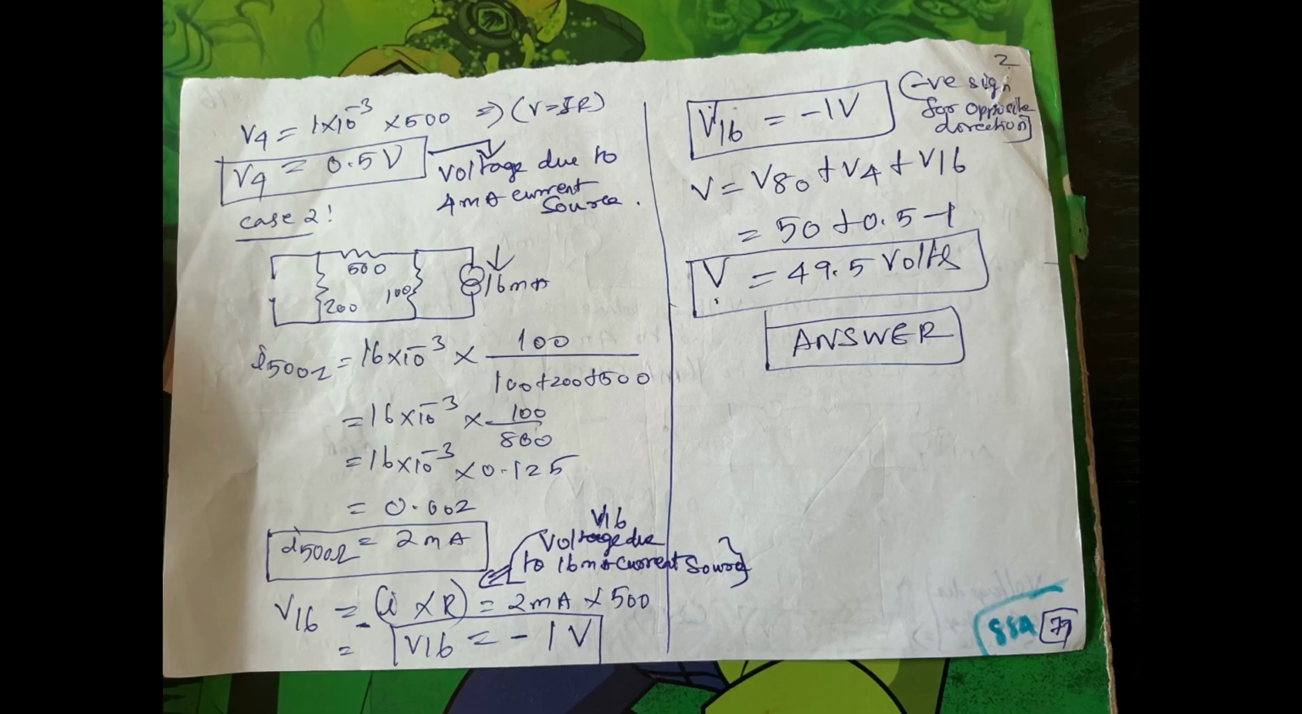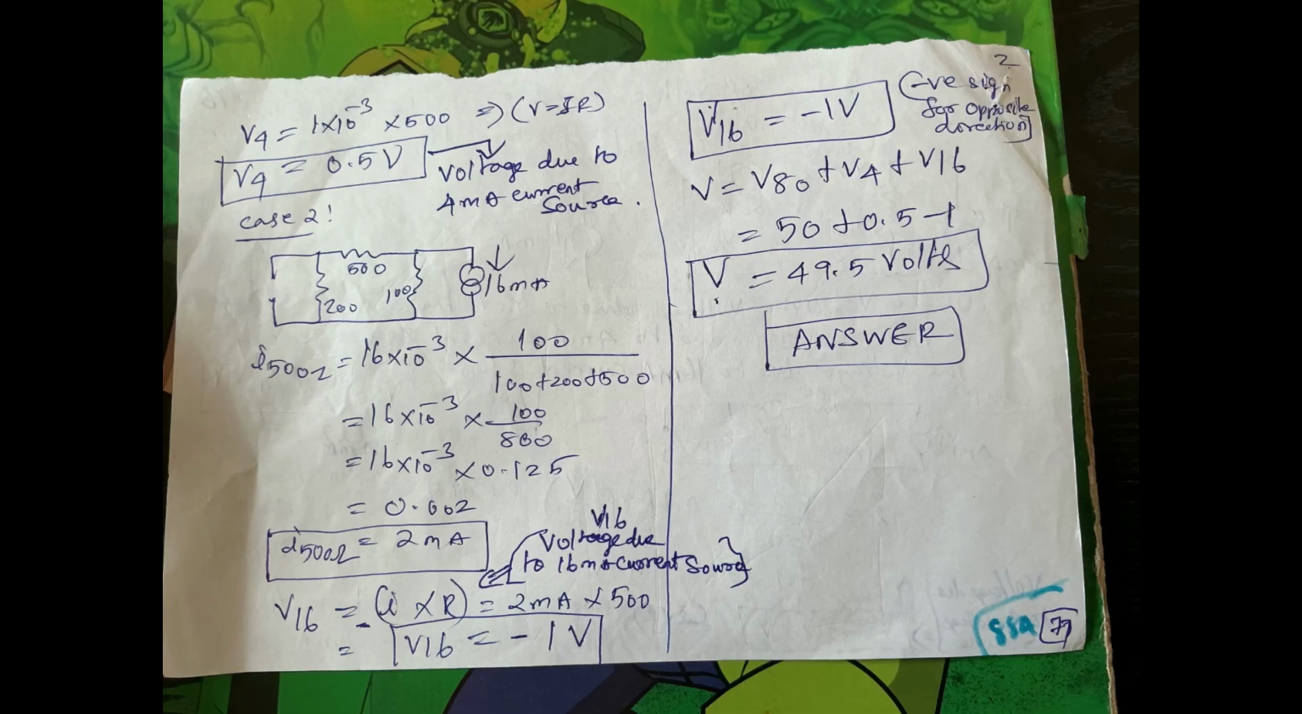The voltage due to the 4 milliampere current source, V4, is I into R, with the current I500 being 1 into 10 power minus 3, into 500, the resistance for the 4 milliampere source. So V4 is 0.5 volt, that is the voltage due to the 4 milliampere current source. Case 2: current sources are open circuited.